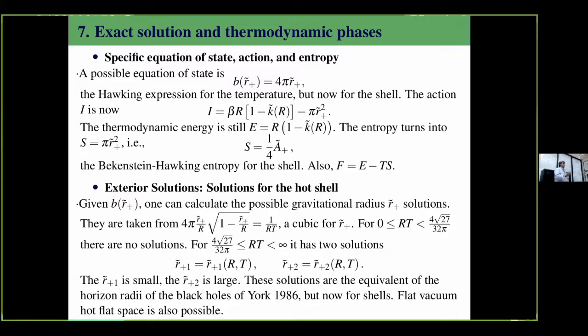And here r plus 1 tilde is a small solution for the gravitational radius, and r plus 2 tilde is a large solution for the gravitational radius. These solutions are the equivalent of the horizon radii found for black holes by York back in 1986 in an extraordinary work of York. But now we found that for shells and not for black holes. Well, there is another possibility for the solutions, that you have nothing. So everything goes away, you have flat vacuum, hot flat space inside the reservoir.